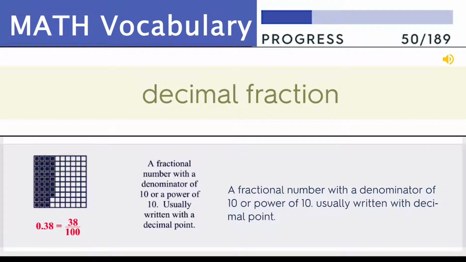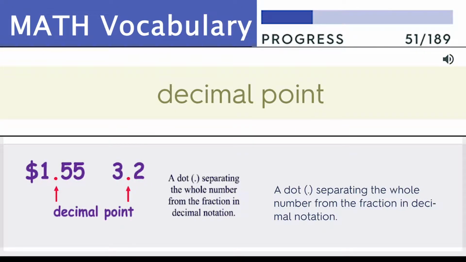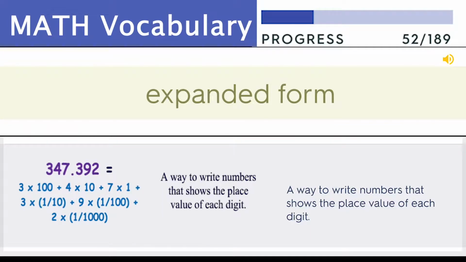Decimal fraction. A fractional number with a denominator of 10 or power of 10, usually written with a decimal point. Decimal point. A dot separating the whole number from the fraction in decimal notation. Expanded form. A way to write numbers that shows the place value of each digit.